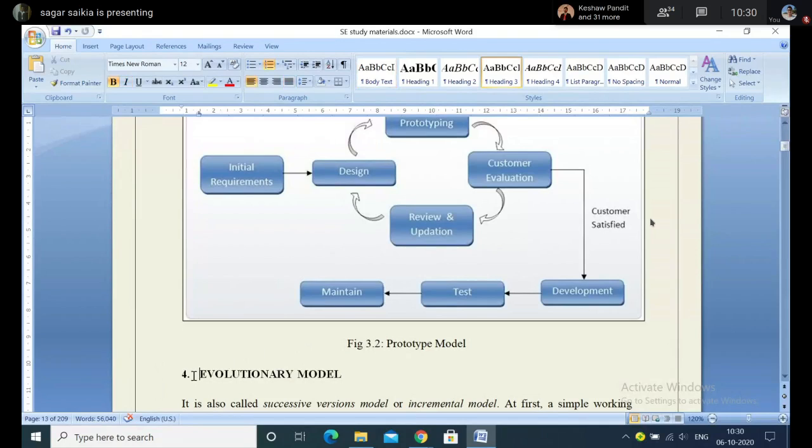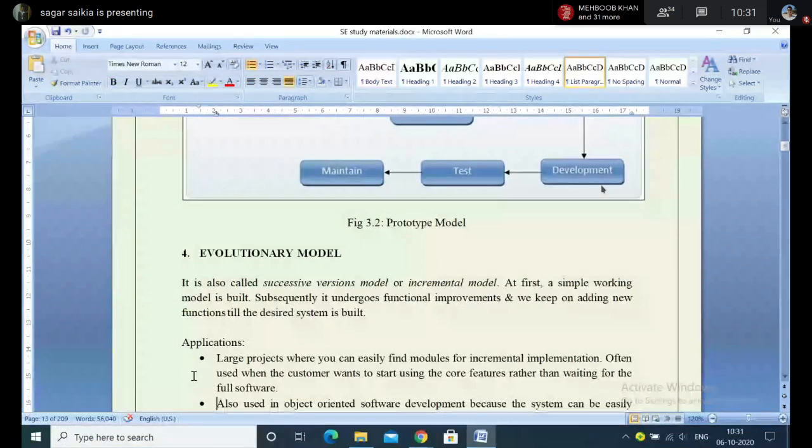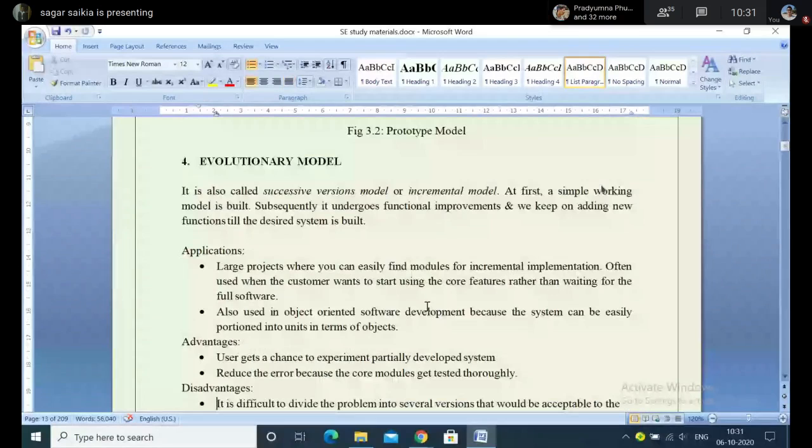Okay. Then next is the evolutionary model, which is sometimes also called the incremental model. At first a simple working model is built. As time passes, it goes on improving. That means we keep on adding new functions and new features till the desired system is built. We start with a small working model, but the updating and improvement keep going until we have reached the target system.